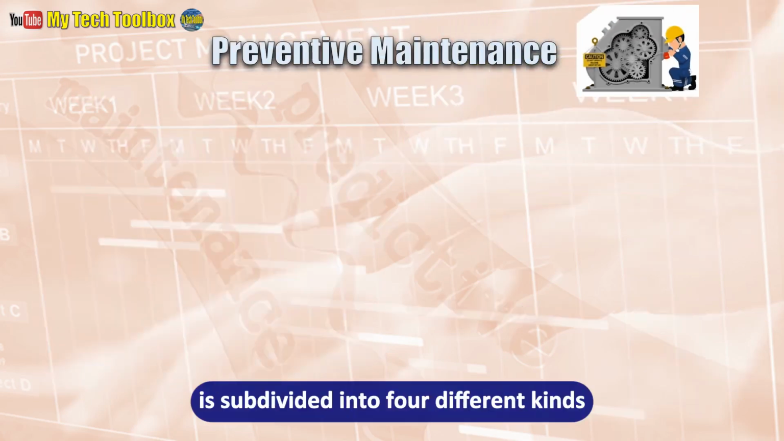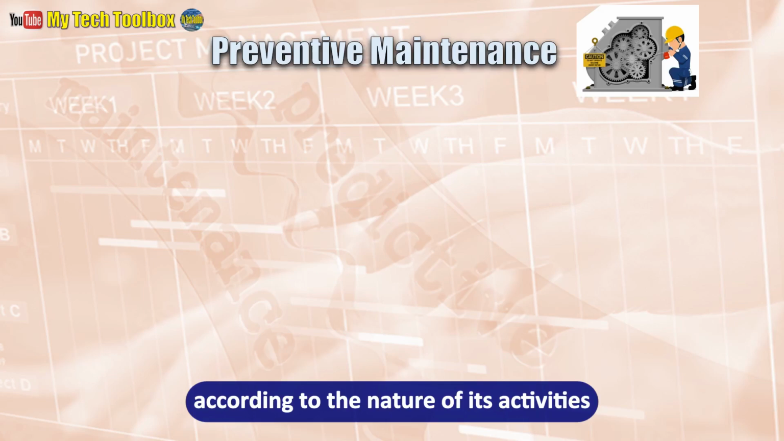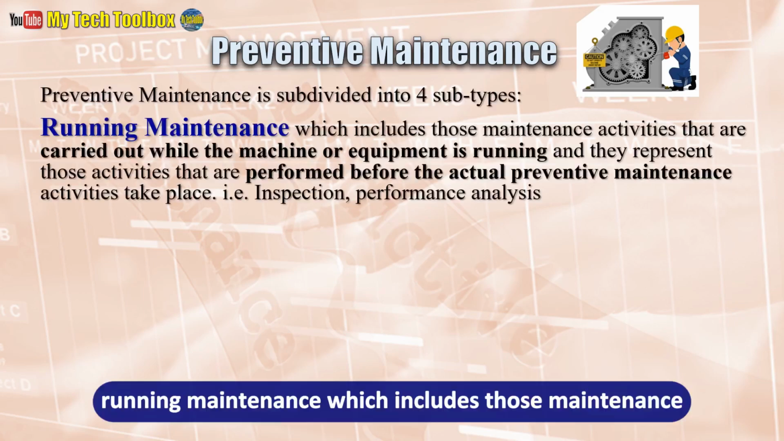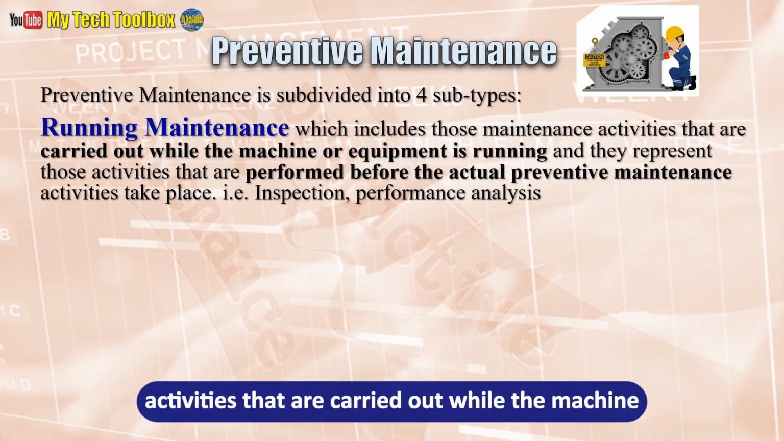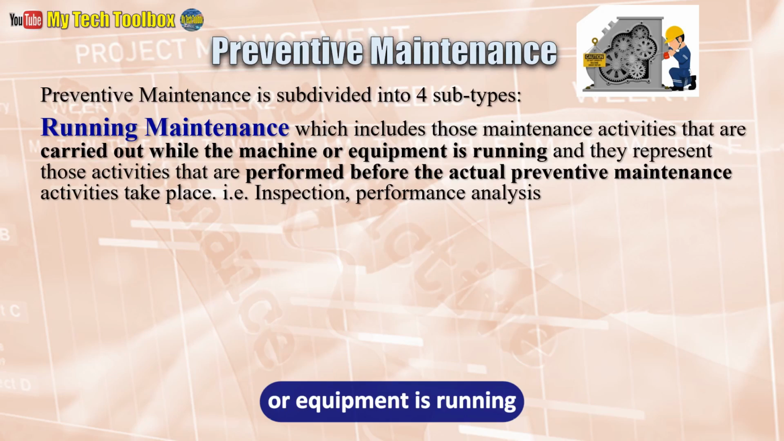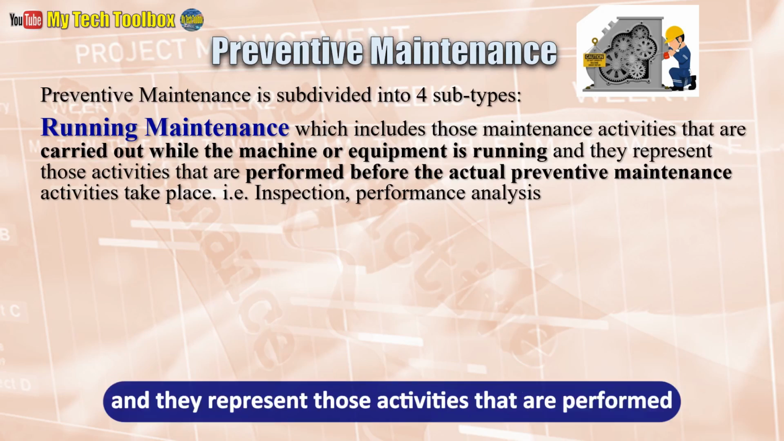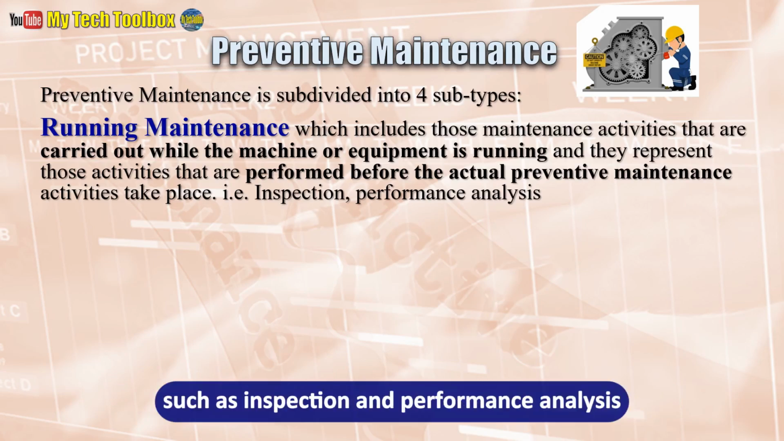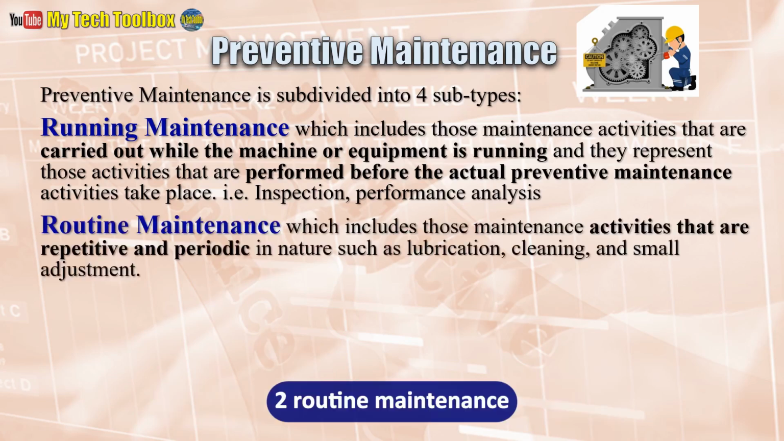Preventive maintenance is subdivided into 4 different kinds according to the nature of its activities. 1. Running maintenance. Running maintenance includes those maintenance activities that are carried out while the machine or equipment is running, and they represent those activities that are performed before the actual preventive maintenance activities take place, such as inspection and performance analysis.